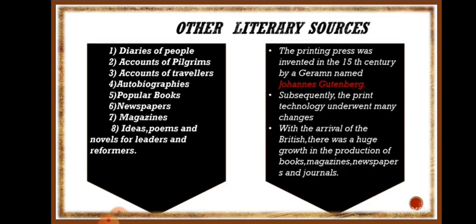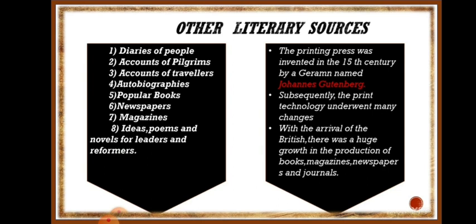Now let's have a look at the other literary sources, the non-official records. It is simple: non-official records are not related to the British administration. They can be religious records, books, newspapers, magazines, any report. Diaries of the people who were writing, accounts of pilgrims and travelers who came to India, autobiographies of famous personalities like Mahatma Gandhi and Jawaharlal Nehru, popular books like Neel Darpan, and newspapers. There were lots of newspapers, Young India, Harijan, Bengal Gazette, and magazines were also there.